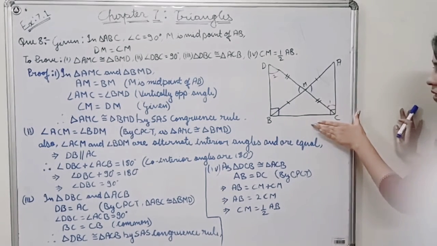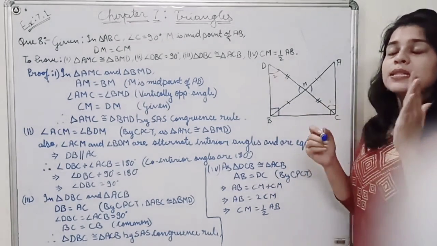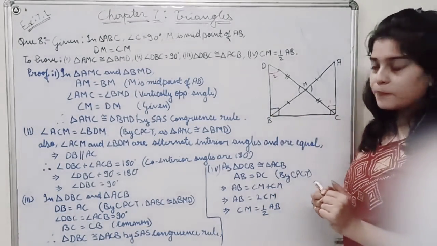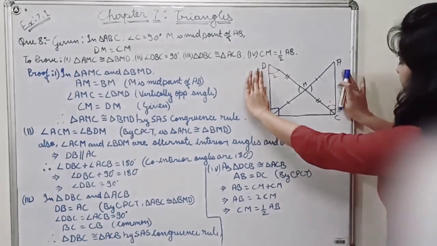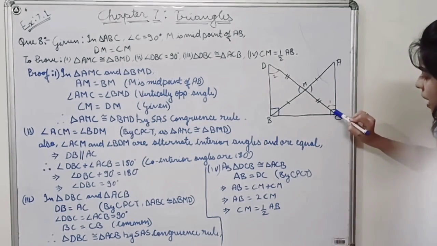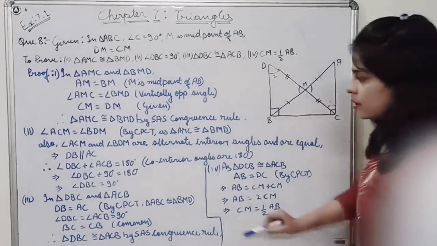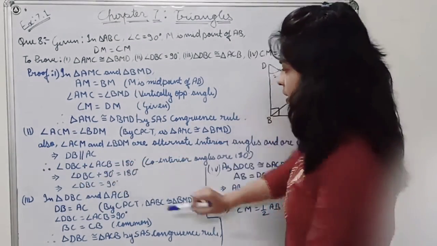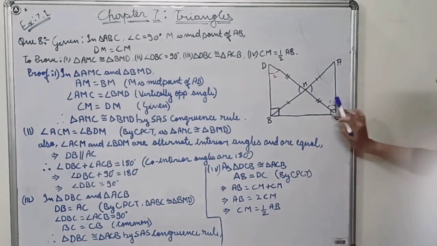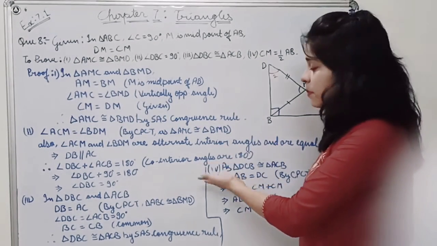Again, if we see in this figure, DB is parallel to AC, and BC is now acting as a transversal. We know that the sum of interior angles on the same side of a transversal is 180 degrees. So angles on the same side of this transversal are angle ACB and angle DBC. Their sum will be 180 degrees, because co-interior angles are supplementary.